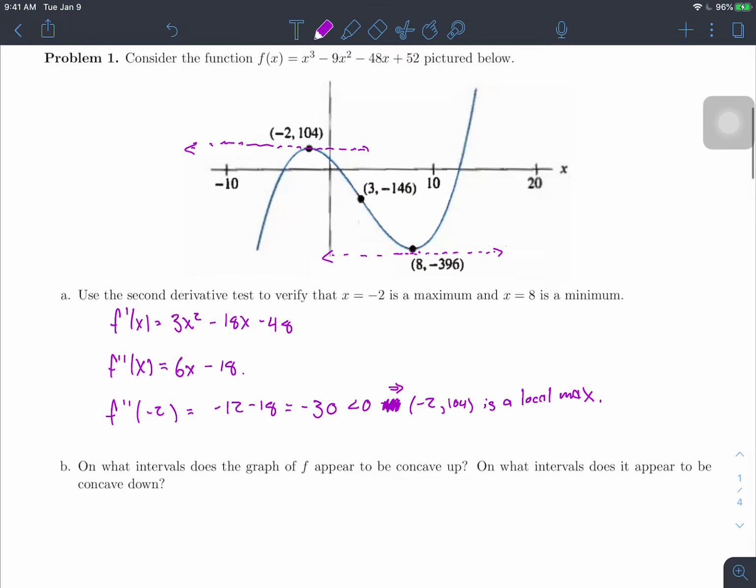Likewise, we can try with f double prime of 8. What are we going to get? 6 times 8, that's 48, minus 18. We get positive 30 this time, which is larger than 0, which tells us that the point 8, comma negative 396 is a local minimum. All right, so that's the second derivative test for us.